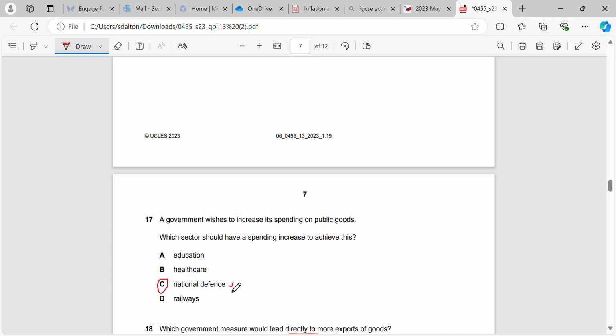National defense covers a variety of different areas, and public goods, if you think about it, are often staffed. So your public parks, etc., are often staffed or looked after by members of the National Defence Force. Education, healthcare and railways are all very specific areas of spending. National defence is the only one that's vague and offers up the possibility to be staffed or looked after by National Defence Forces. So the spending on public goods would come through this area for a government.